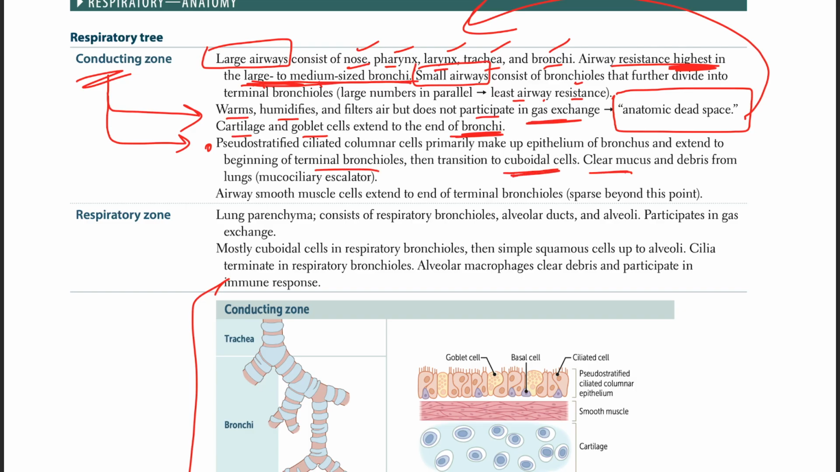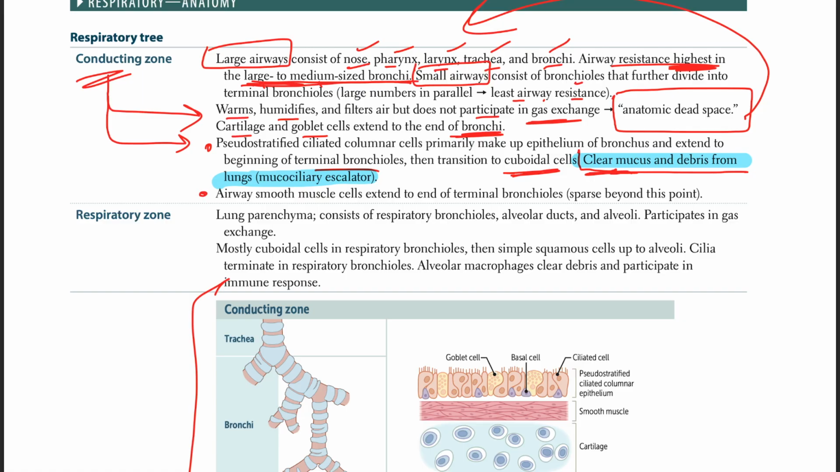What are they all doing? They are important to clear mucus and debris from lungs. Very high yield at this point. Mucociliary escalator. They would clear the mucus and debris from lungs. And why am I saying that's important? Because something you will see, it's called alveolar. And we will read that and then I'll highlight it.